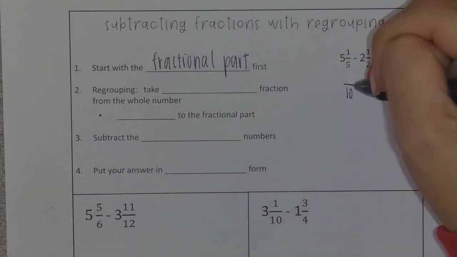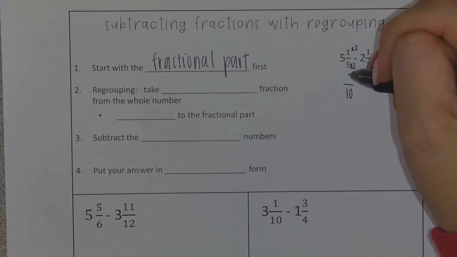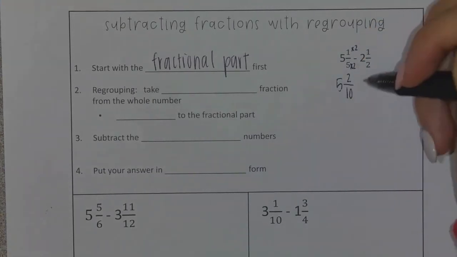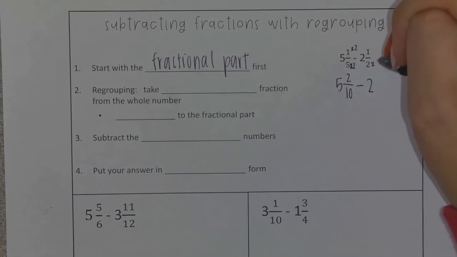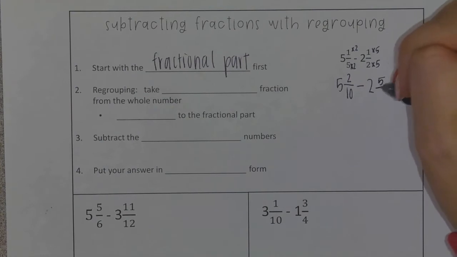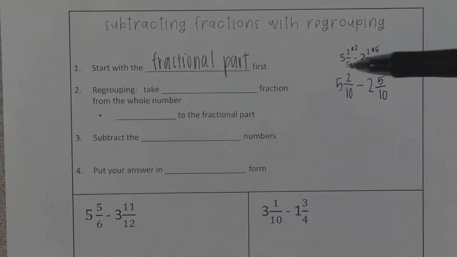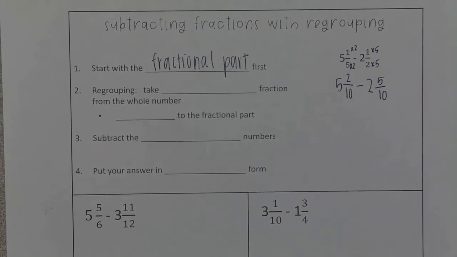So I know that 5 times 2 will get me to 10. So 1 times 2 will give me 2. So an equivalent fraction would be 5 and 2/10 minus 5 times 2 will get me 10. So 1 times 5 gives me 5/10. Okay, so right now, if I start with the fractional part, I have 2 minus 5, because remember, I only talk about the numerators. I leave the denominator the same.